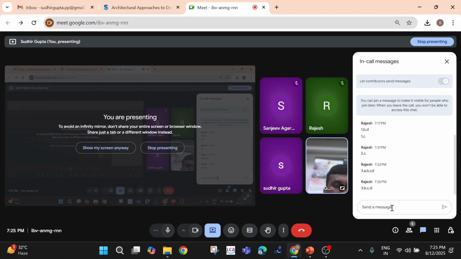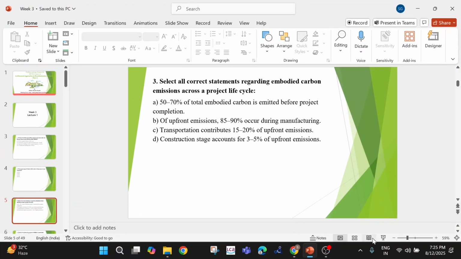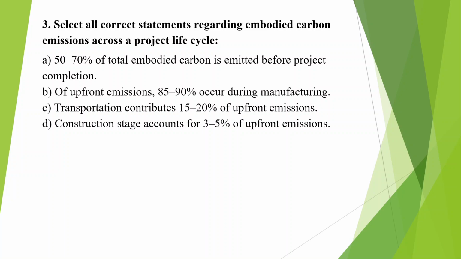B, C, D. No. So let me discuss it then. For this particular question, question number 3, the correct answer is A, B, and D. Because in slide 7 of lecture 1, we have discussed that before the project completion, 50 to 70%, which is mentioned in option A, 50 to 70% of embodied carbon is emitted.